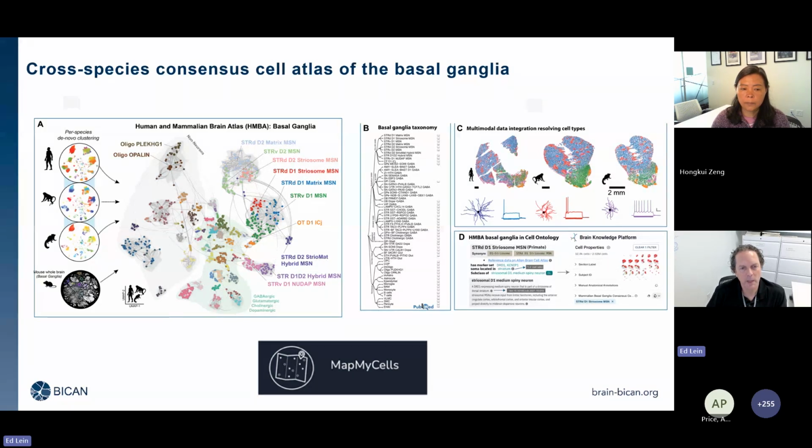We have spatial mapping across all 3 species and cellular phenotyping in non-human primate of these. We've used this to create formal cell ontologies and to put this into a brain knowledge platform, and we have tools through MapMyCells for the community to map against this and transfer labels onto their own data sets. So this is really sort of the epitome of what we're trying to do across the whole brain.